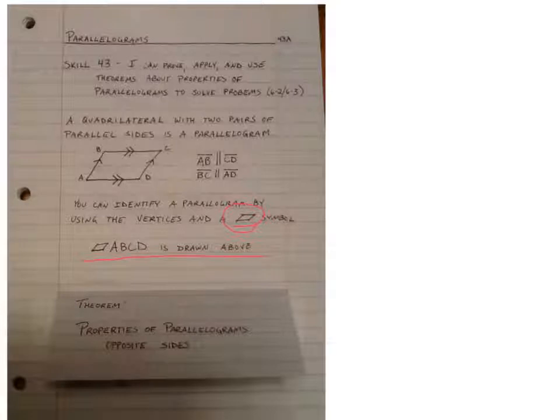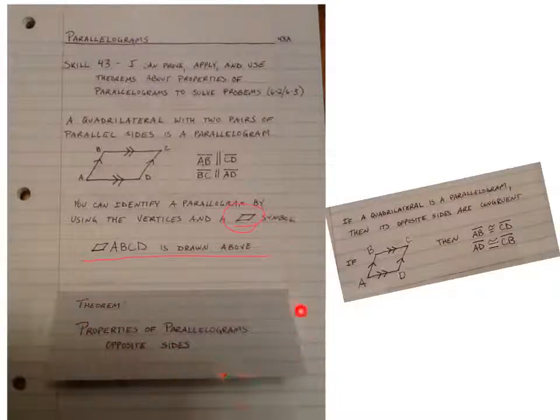There are four theorems about parallelograms, which I've broken down as foldouts for us to use. They're called the properties of parallelograms, and the first property is about the opposite sides. If we open up the foldout on the inside, I've written the first property of parallelograms, and it is about the opposite sides. If a quadrilateral is a parallelogram, then the opposite sides are congruent. So not only are they parallel, but they are also of equal length. AB is congruent to CD, as well as AD is congruent to BC.